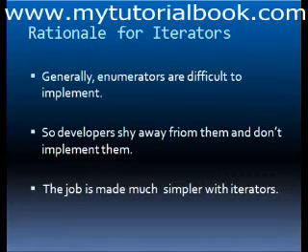Generally speaking, enumerators are difficult to implement. Whenever developers come across something that's difficult to implement, they shy away from it and don't bother. So the language designers scratched their heads when they saw this after .NET 1.1 was released and saw people are not using it. They said, what can we do to make this a little bit easier? So they came up with a simplification of the steps and introduced the idea of iterators in C# 2.0.